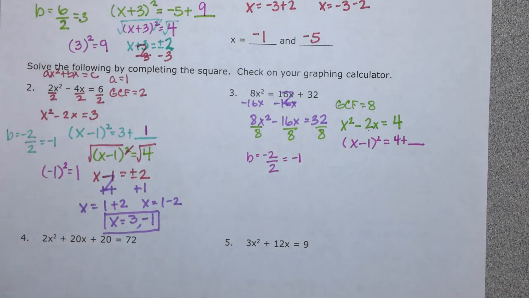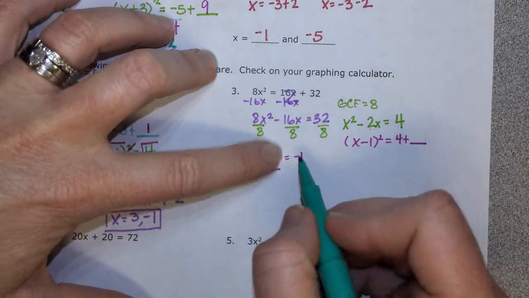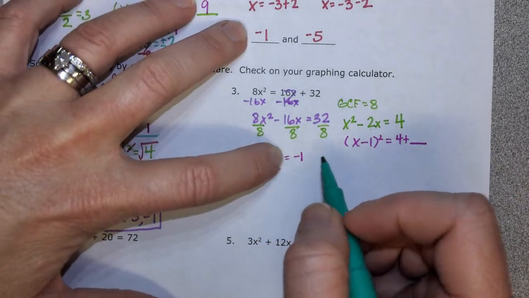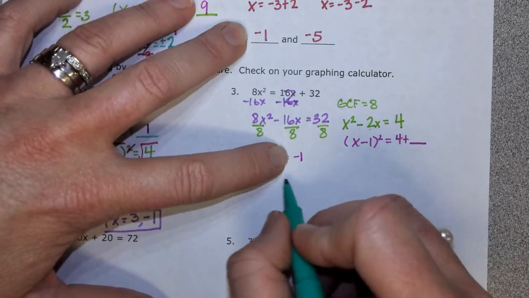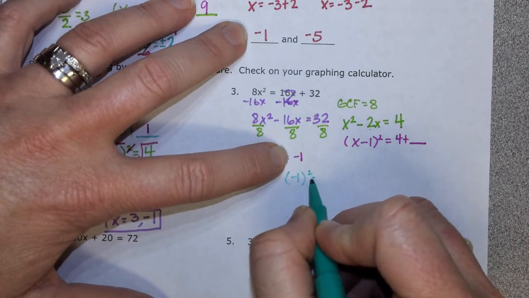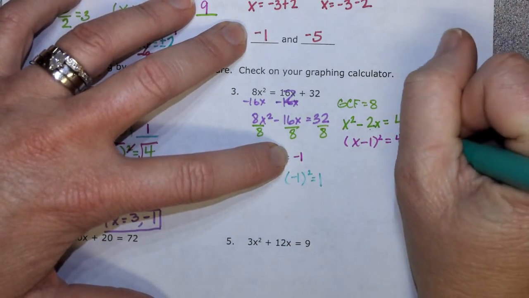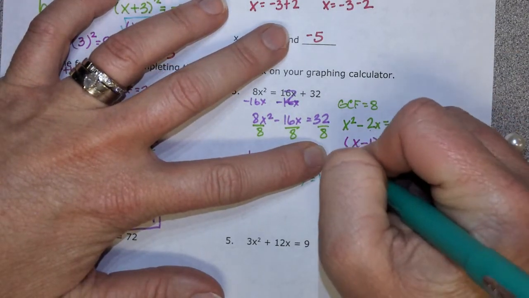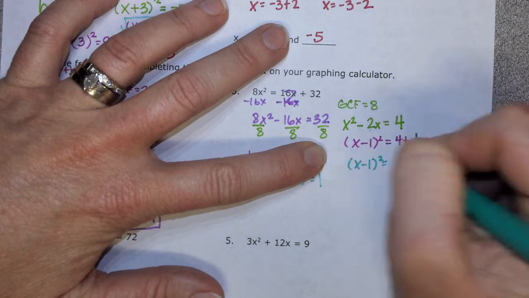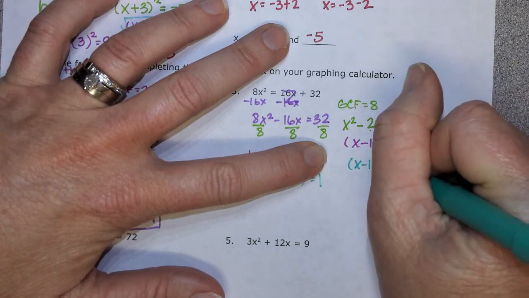Okay, so now to determine what goes in our blank, remember we're going to take the value that we got when we divided b by 2, which is negative 1, and we're going to square it. That's going to give us 1. So that's what we're going to fill in our blank with. And then we're going to simplify to x minus 1 squared equals, and 4 plus 1 gives me 5.